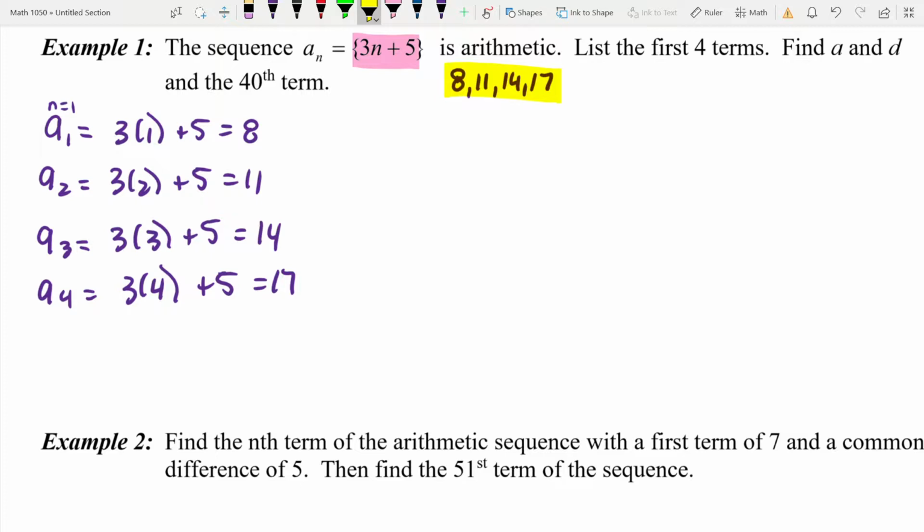Okay. The other things they want are these, guys. They want A, they want D, and they want the 40th term. Okay, well, A is easy.